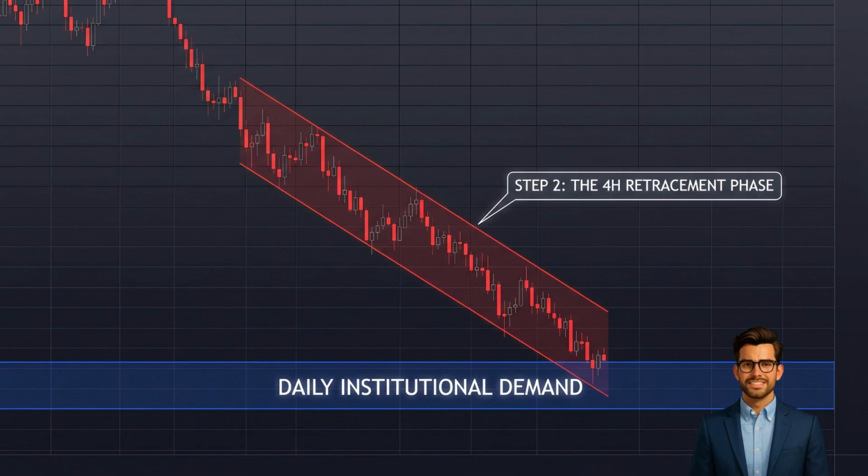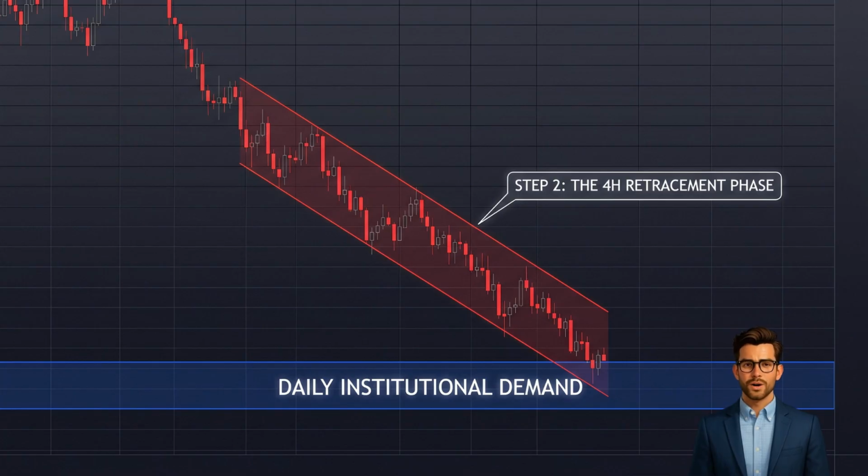buy wall. As a professional, you recognize that this 4-hour downtrend is nothing more than the retracement phase of the daily chart. The market is simply pulling back to a discount level. The institutions are intentionally driving the price down to collect liquidity before the next massive leg up. But even though you know this, you still do not hit the buy button. The 4-hour order flow is still technically bearish. The knife is still falling.